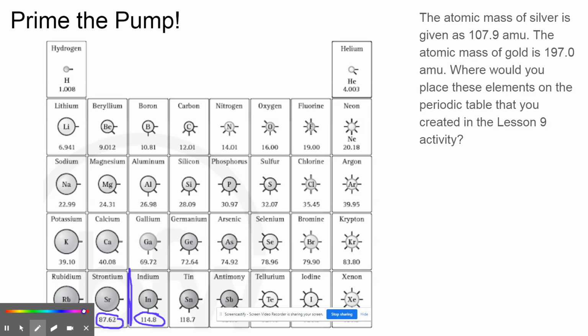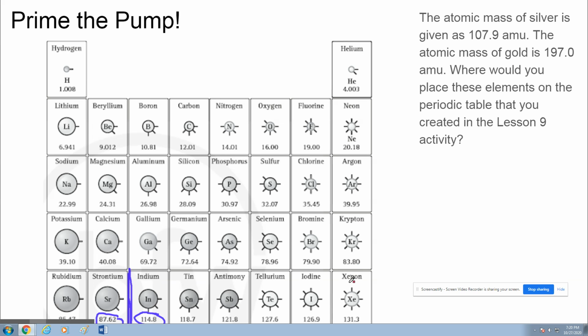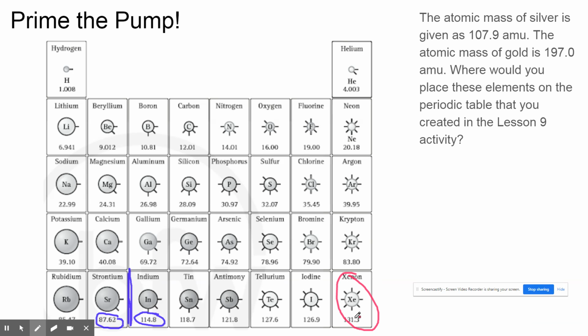And then the other one we're looking at is gold. What we notice with gold is this periodic table only goes up to 131.3. So it's going to fall somewhere after xenon, because we're looking at the mass here. 131.3 is large. And we notice we're going to have to do something here, because we're not looking for that mass or this mass. So we know that silver is going to be somewhere in between these two cards, and then gold is going to be somewhere after this one.